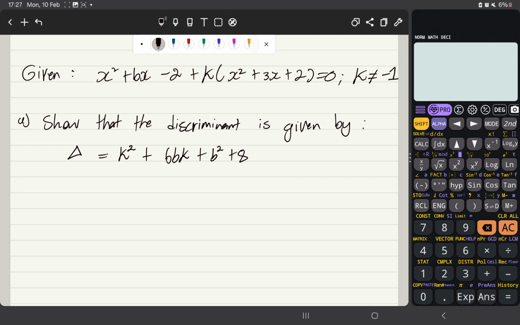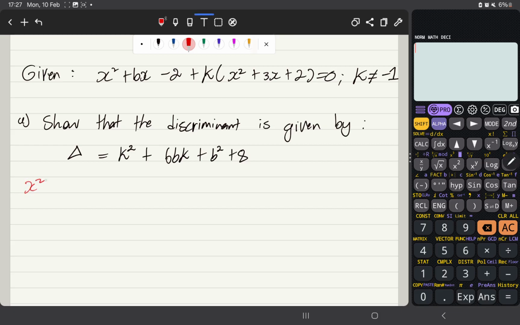Discriminant is equal to k squared plus 6bk plus b squared plus 8. So yeah, let me go for it. So let's do it. My first instinct says that I might have to break the bracket and see what I will get out of it.